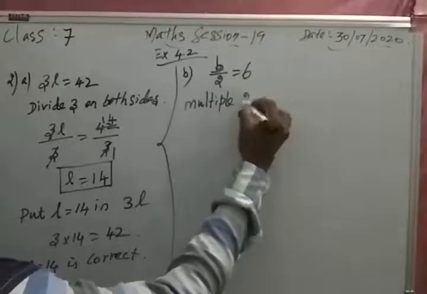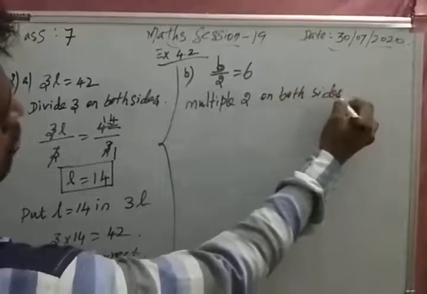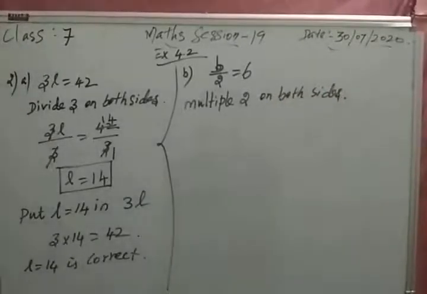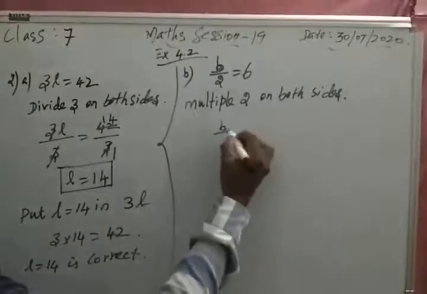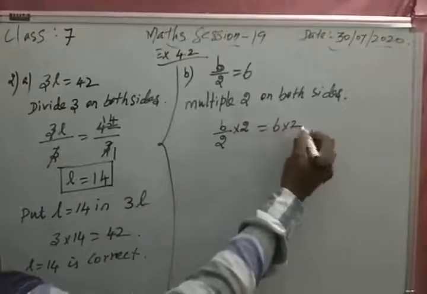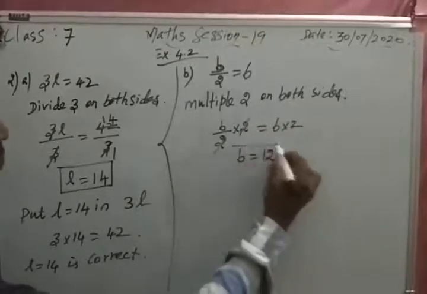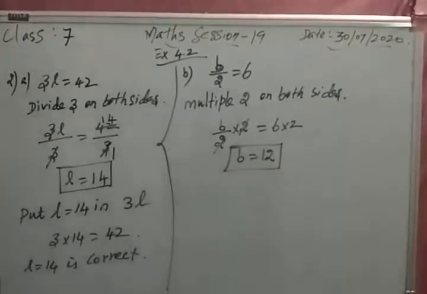Multiply 2 on both sides. Now B by 2 multiplied by 2 is equal to 6 multiplied by 2. 2 2s are cancelled. B is equal to 12.